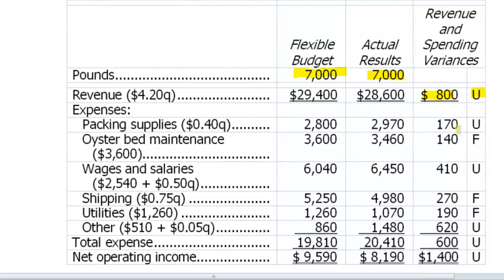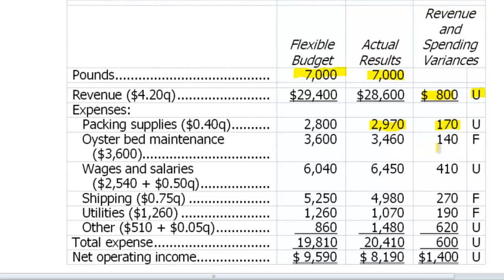When you look at the expenses, packing supplies at 7,000 pounds were expected to be 2,800. They actually came in at 29,700. That's an unfavorable variance of 170. Why were our packing supplies more than 40 cents per pound?